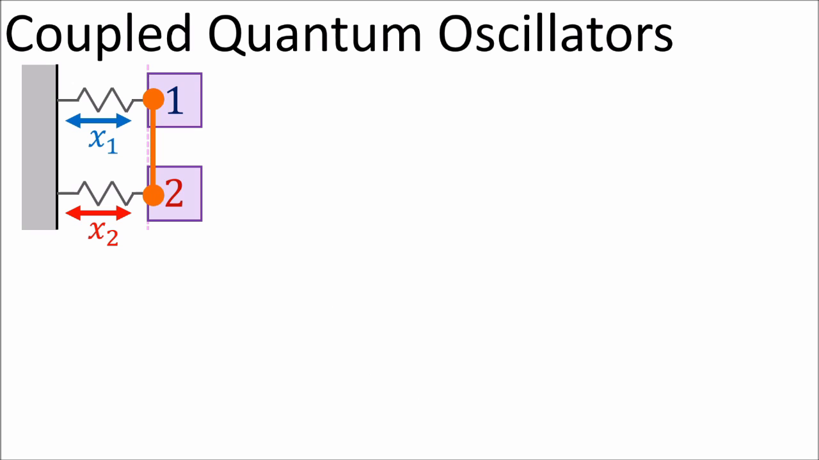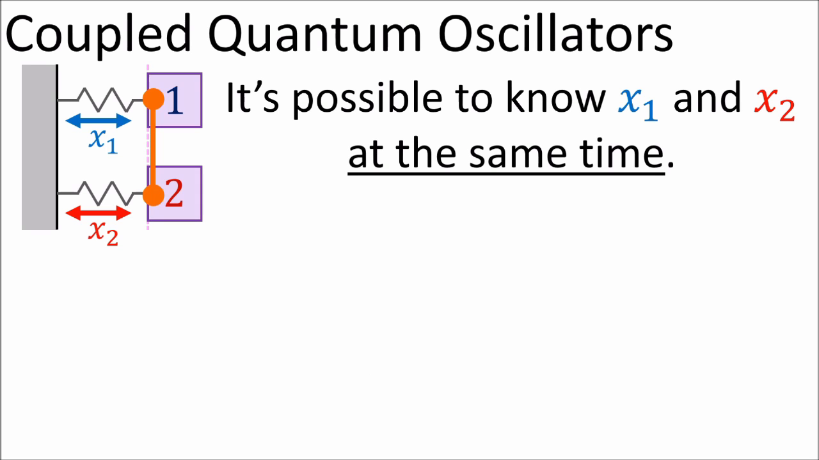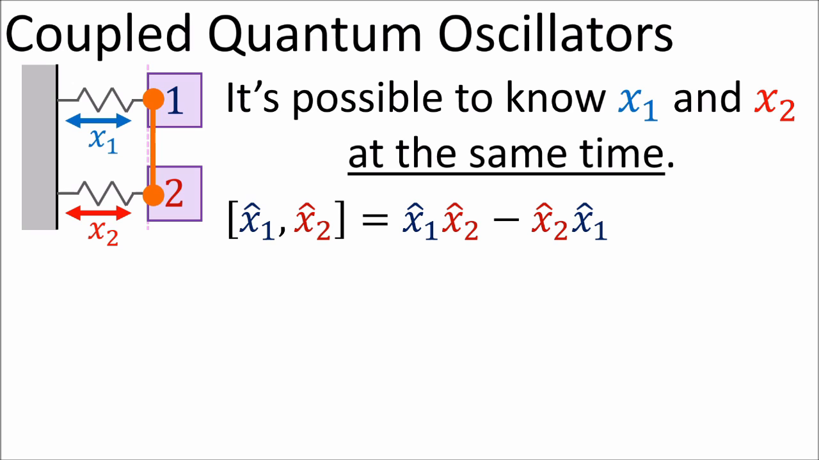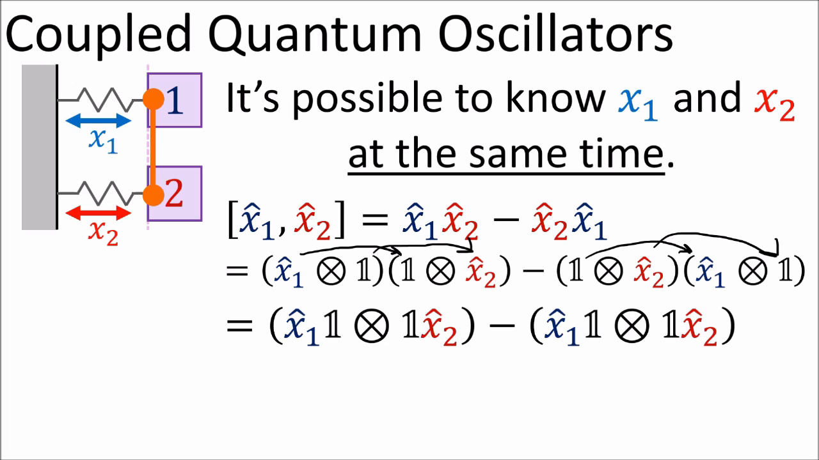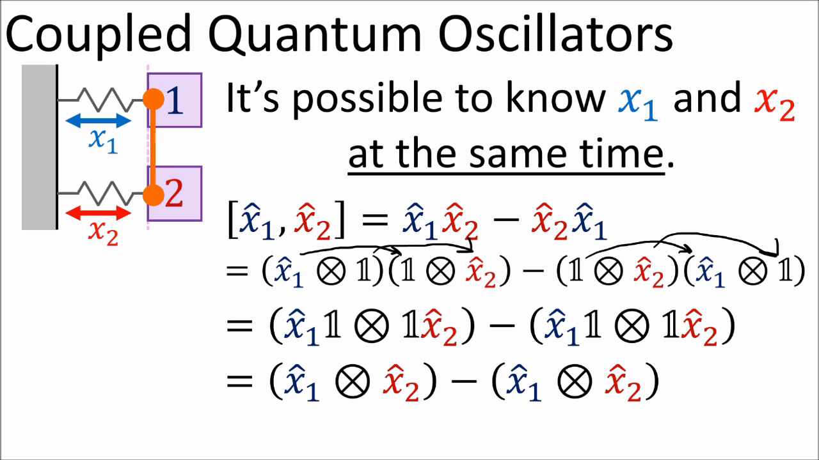Now, a key idea here is that we can know the positions of both oscillators exactly at the same time. Mathematically speaking, this means the commutator of the x1 and x2 position operators is 0. We can verify this by writing the position operators explicitly using tensor products, and use the tensor product rule of applying left elements to left elements and applying right elements to right elements. We see the terms cancel, and so the commutator is 0. This means that there are states that have simultaneous eigenvalues for both the x1 and x2 operators.